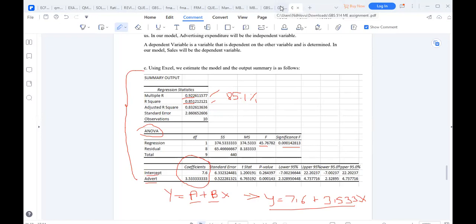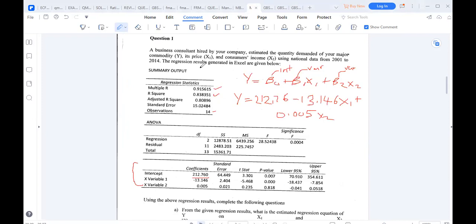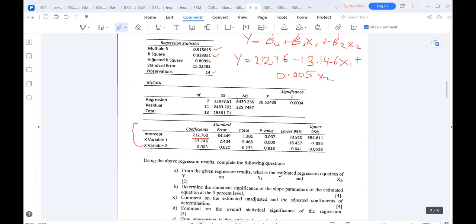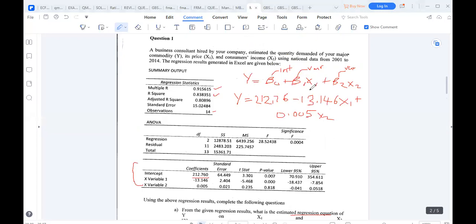Yes, it's clear. I'm trying to reflect now on what you expect, because this is an exam which he set. So if it comes like this, you are going to be asked, for the given data above, what is the regression equation of Y on X1 and X2? You need to go here and interpret. Variable one can be advertising, it can be something else, but they're just general. Variable one is negative 13.146. Variable two is 0.05. For multiple regression, they're just adding slope one and slope two.